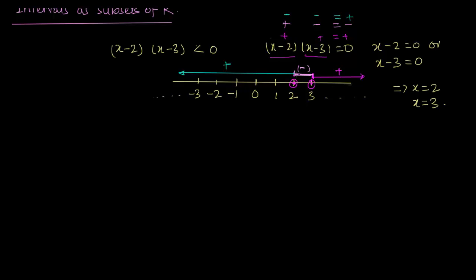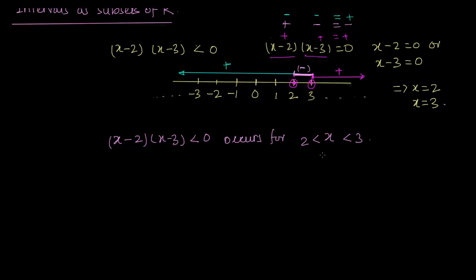Why? Because at 2 and 3 the value becomes 0. So if I want it to be strictly less than 0, it occurs for x greater than 2 and less than 3. Correct?